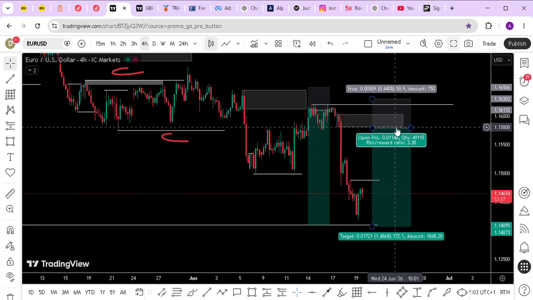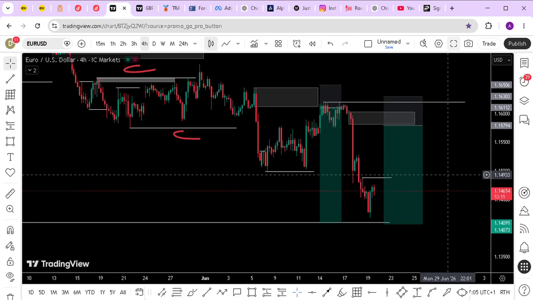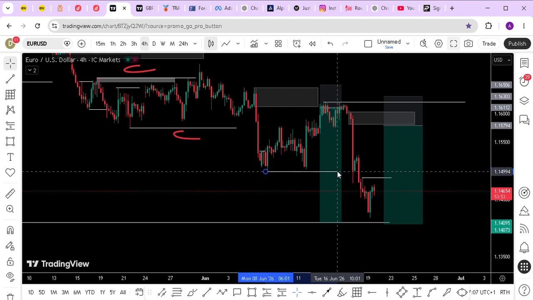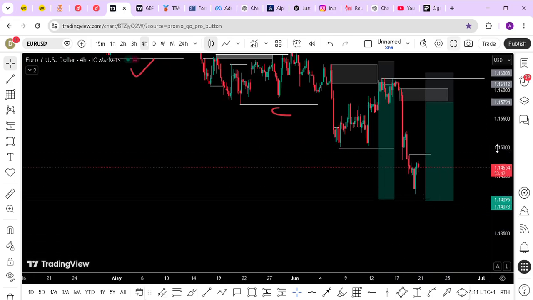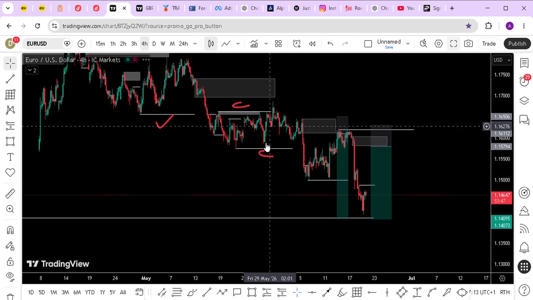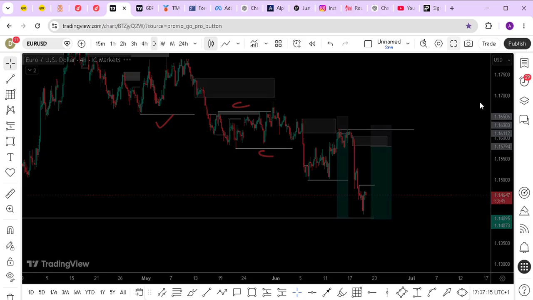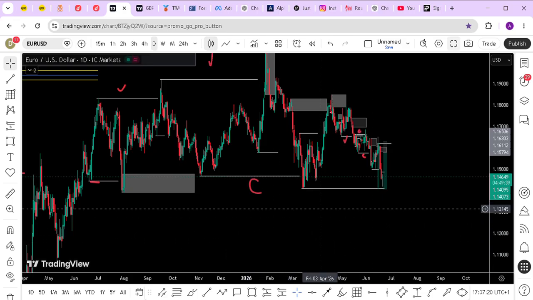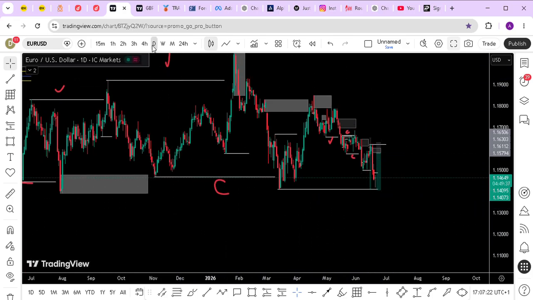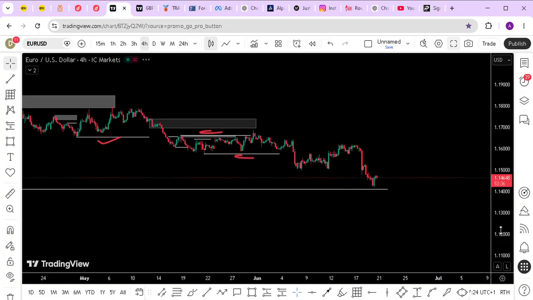If you want to position, this is the nice place to position using 4 hours time frame. And if that doesn't happen, you wait for market to take out this low. Then you go back to daily time frame and start looking for daily structure arrangement. So that's it for Euro USD. This is the update. And I've explained it.